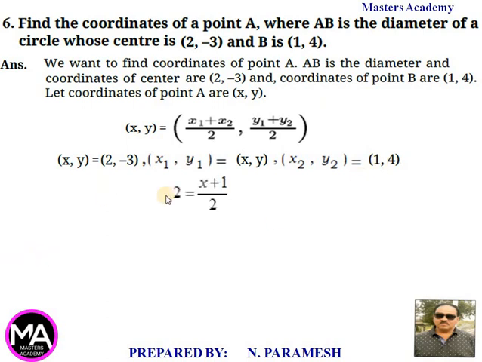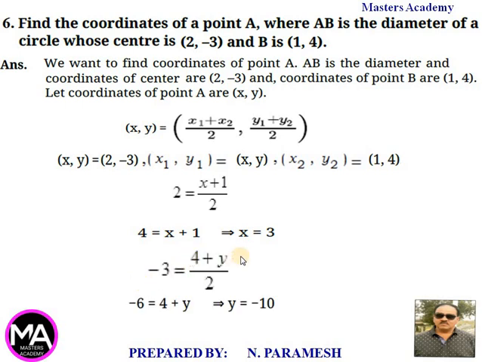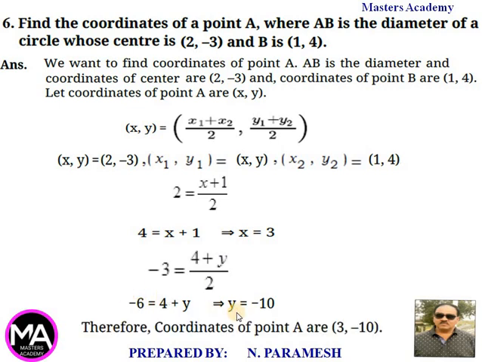Substituting the values, 2 is equal to (x + 1) by 2. Cross multiplication, 2 2s are 4 is equal to x plus 1, x is equal to 4 minus 1, which implies x is equal to 3. Minus 3 is equal to (4 + y) by 2. Cross multiplication, minus 6 is equal to 4 plus y, y is equal to minus 6 minus 4, which implies y is equal to minus 10. Therefore, the coordinates of the point A are (3, -10).